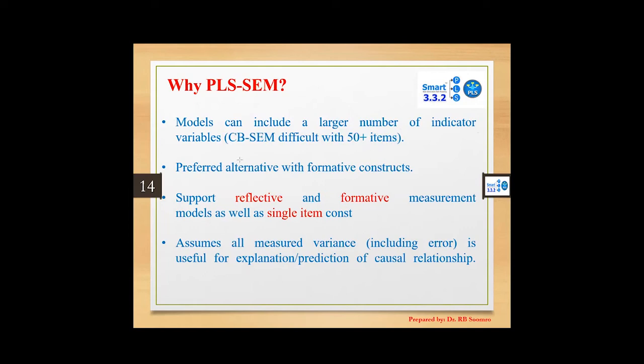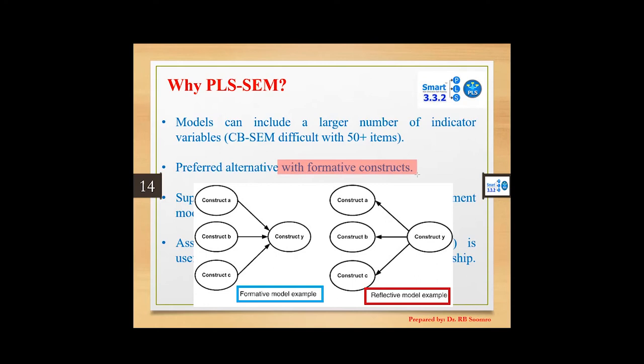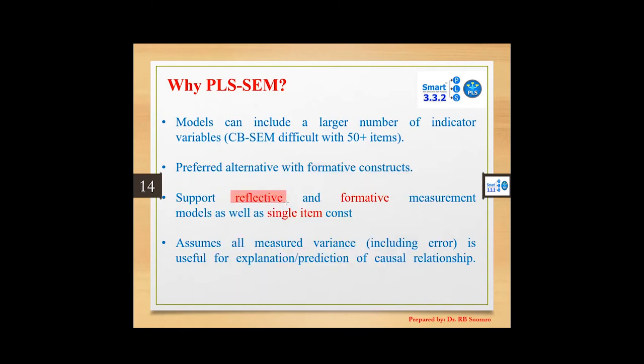And then the preferred approach with formative constructs. Now there are two types of construct. One is formative and the other is reflective. On the next slide, I have discussed the difference between the formative and the reflective. When you have a formative construct, then PLS-SEM should be used. When your constructs are reflective, then you should choose AMOS, giving priority to AMOS over PLS-SEM.